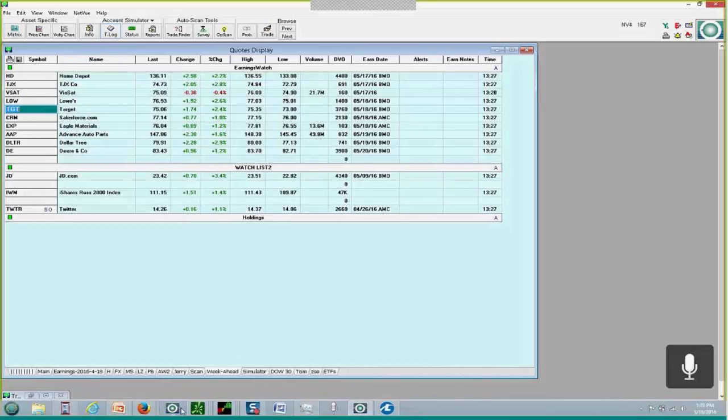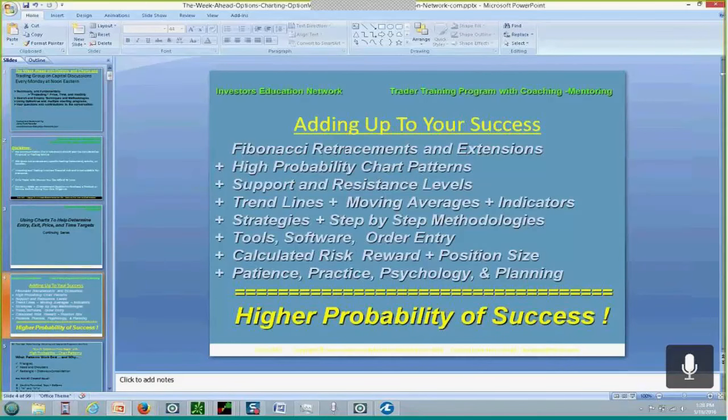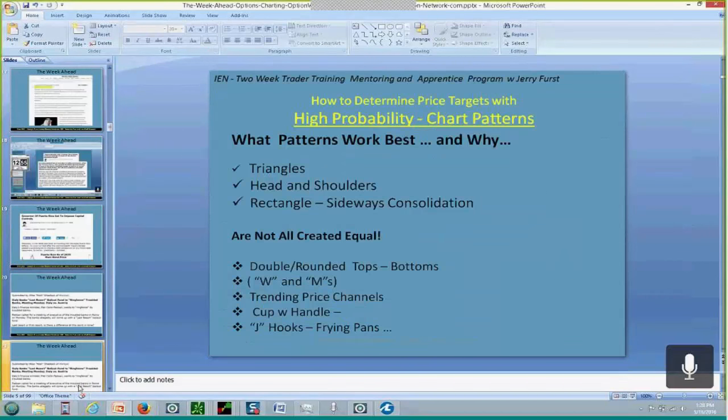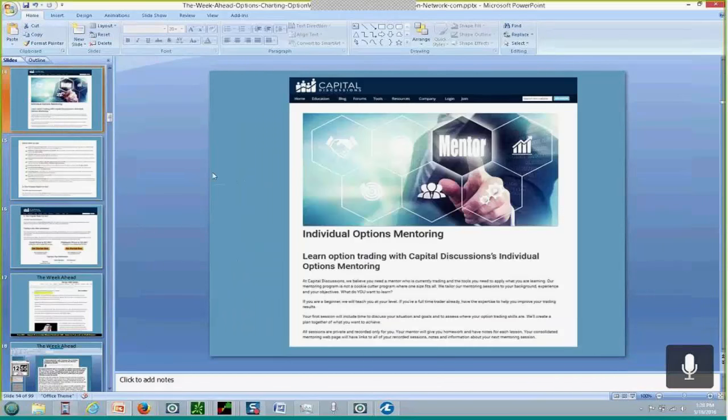And so we've covered quite a lot. What I want to do is just remind you, charting and technicals and learning options, it's not a get-rich-quick thing that happens overnight. Here at Capital Discussions, they have an options mentoring program, but also I teach charting and technicals.